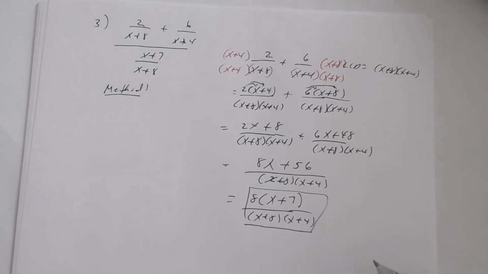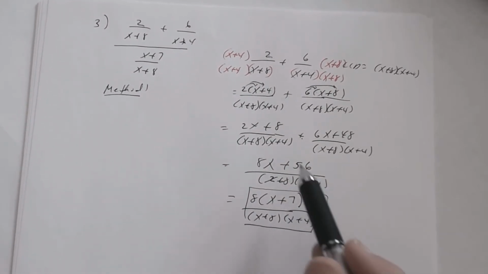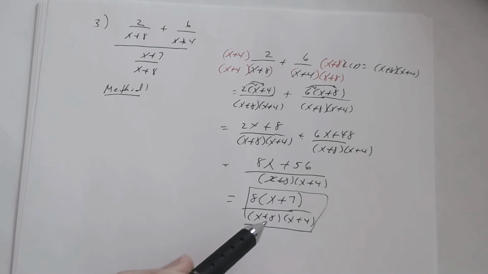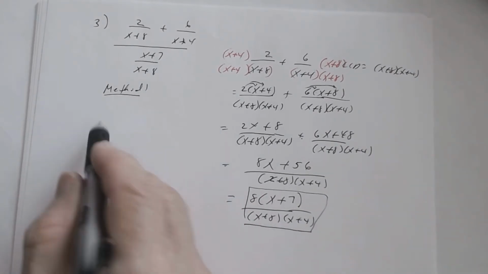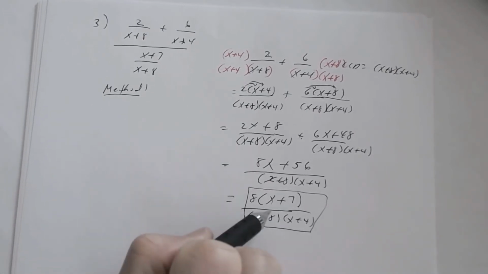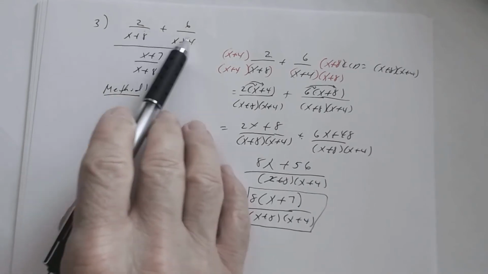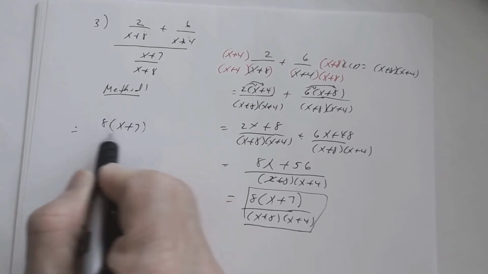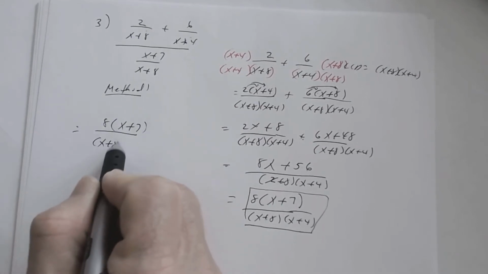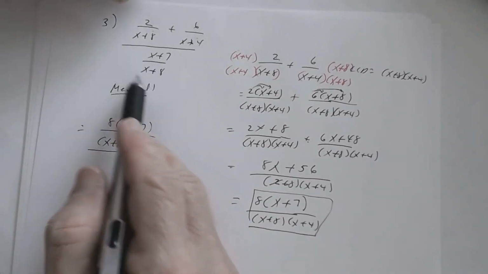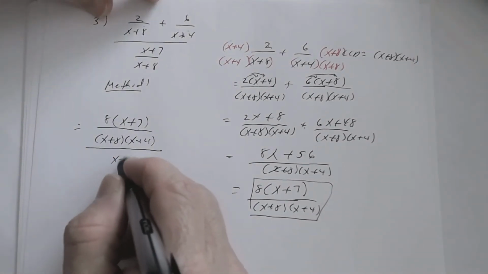Okay, so that's your answer for this numerator. If you could reduce any further, you would. But be careful that that's not your final answer for this problem, because that's just the numerator. So the numerator is 8 times x plus 7 divided by x plus 8 times x plus 4. But that's being divided by this denominator, x plus 7 divided by x plus 8.